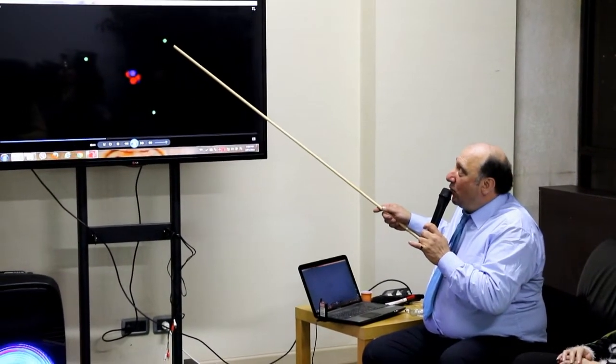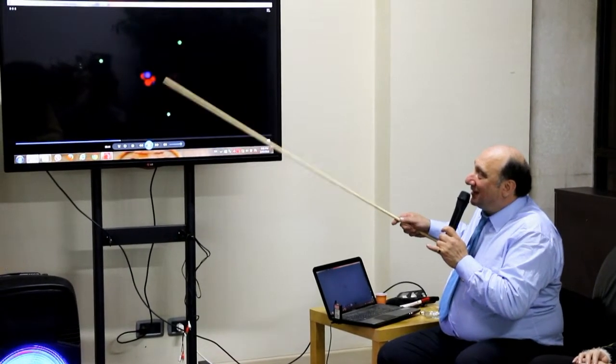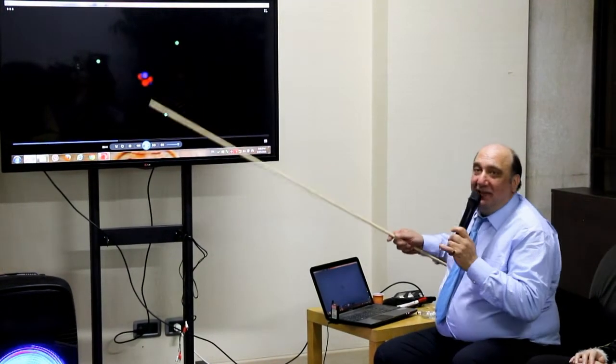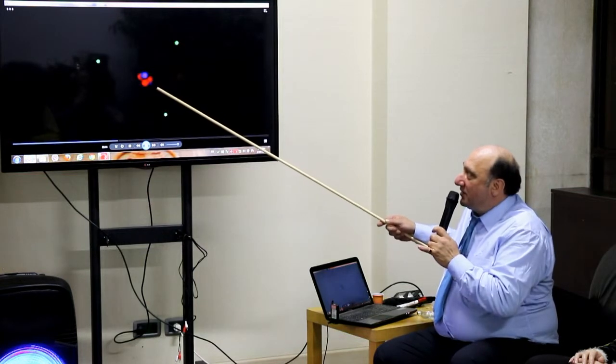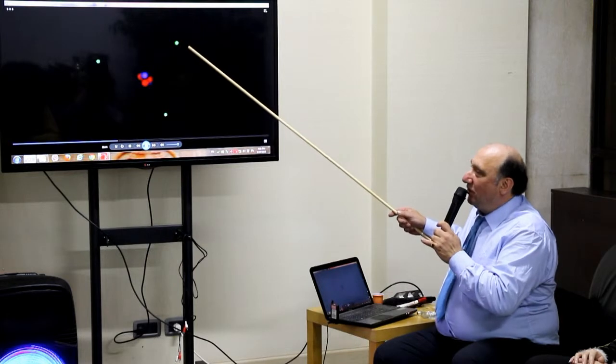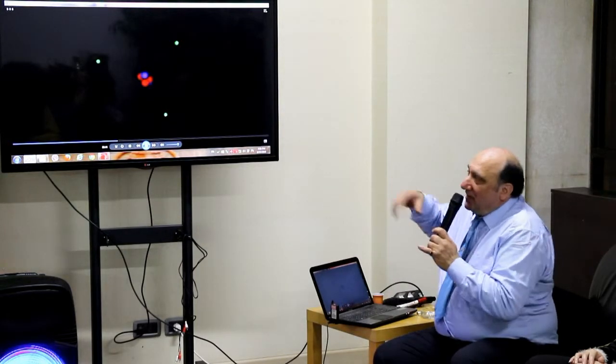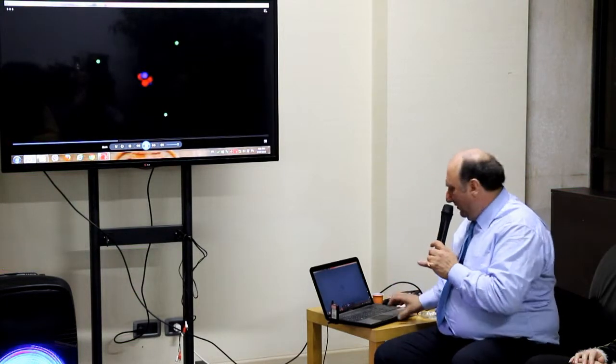Now we will speak about why the electron is not flying away, why it's staying with the atom. Because the proton is positively charged and the electron is negatively charged. Because of this, the electrons don't leave the atom. This is a small idea.